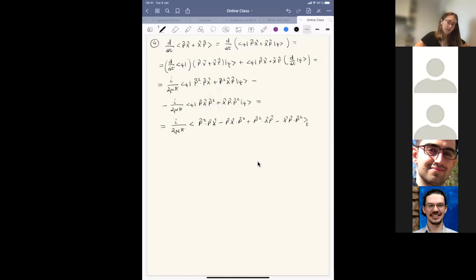And here we see that we have two commutators. So the first commutator is here. This is the commutator of P squared and PX. And this is the second commutator, which is the commutator of P squared XP. So basically, we can write that this is equal to I over 2 mu h bar, average of the sum of two commutators, which are P squared PX plus P squared XP, at time t. Okay, only a few steps left.